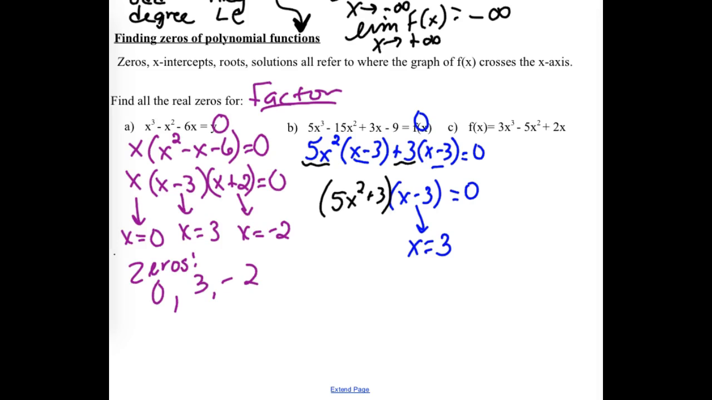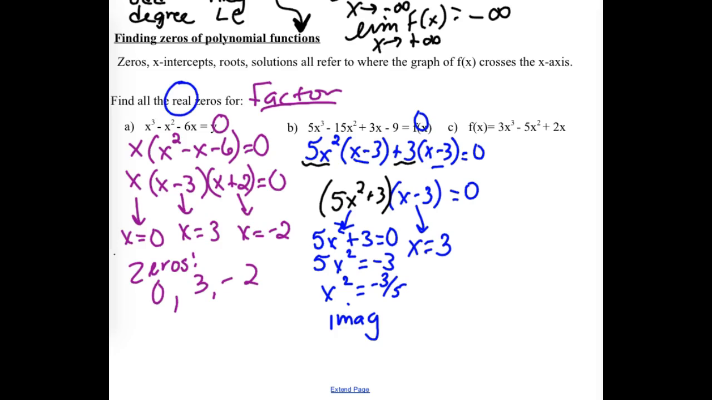For this one I wrote in black, we're looking at 5x squared plus 3 being 0. If I go to start solving that, I would bring the 3 to the other side, dividing out the 5. I'm going to end up with x squared being negative 3/5. And our next step would be to square root. But if I square root a negative, I'm going to get an imaginary answer. And they just asked me to find the real zeros. So I'm not going to have any real zeros from that factor. My only 0 would be the 3.